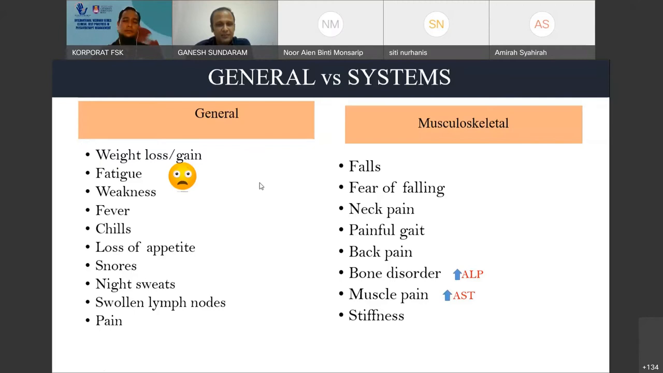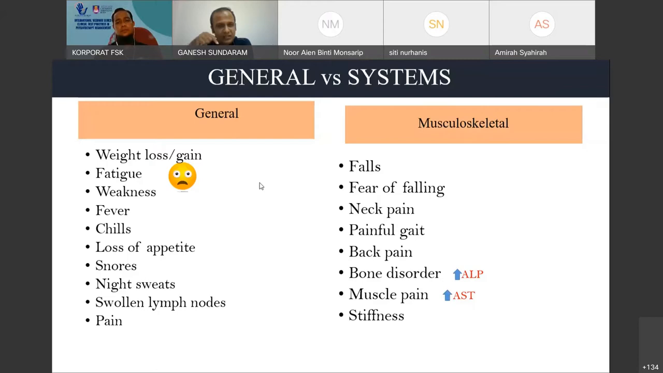And here I have mentioned an increase in ALP and an increase in AST. What is this ALP? ALP refers to alkaline phosphatase and AST refers to aspartate aminotransferase. So what is the difference between ALP and AST specifically? If ALP is increasing in a liver function test, it is directly related to a bone disorder. If AST is increasing, it is directly related to muscle pain.